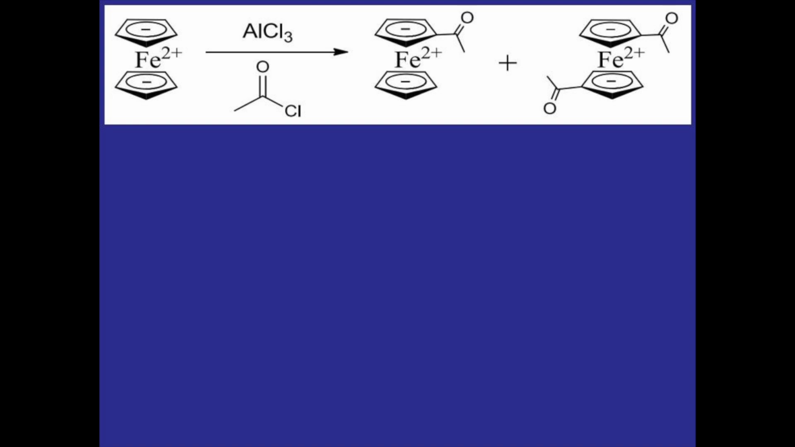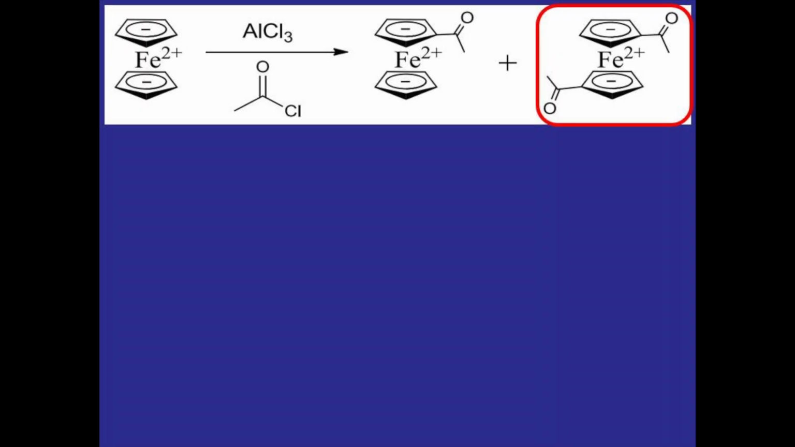Here's the reaction that we'll be doing. We'll be taking ferrocene and using aluminum chloride and acetyl chloride, adding a ketone group onto that molecule to make the monoacetylferrocene and the diacetylferrocene products. Unlike the Cannizzaro reaction, this is not a 2-to-1 ratio from the reagent to the products.